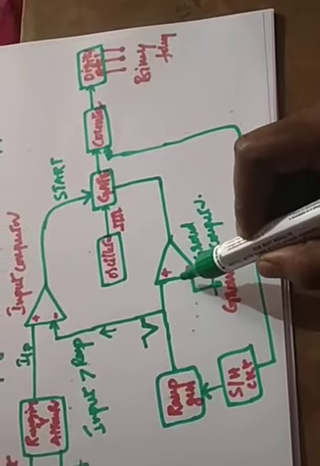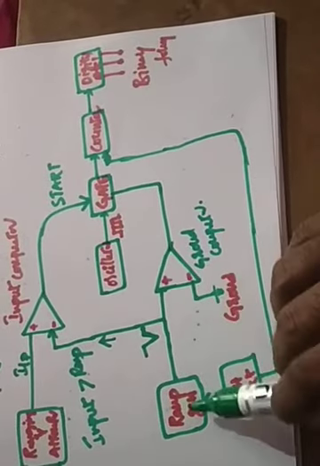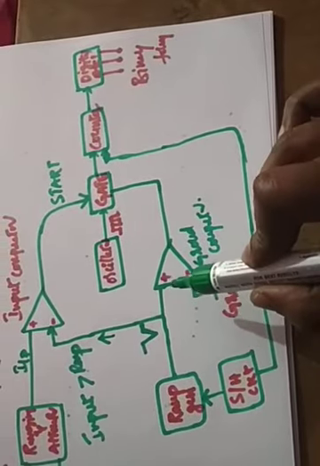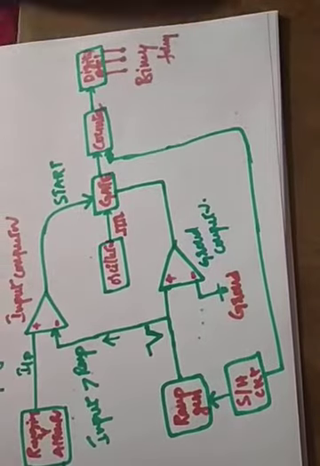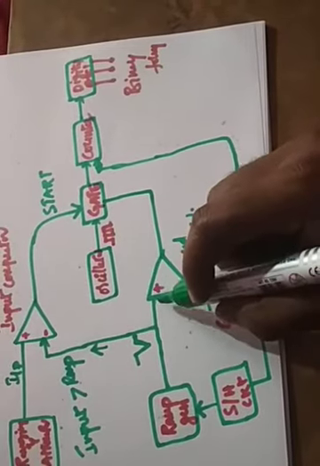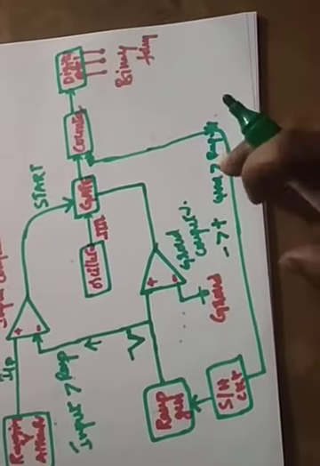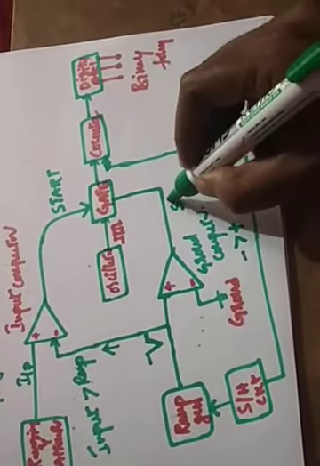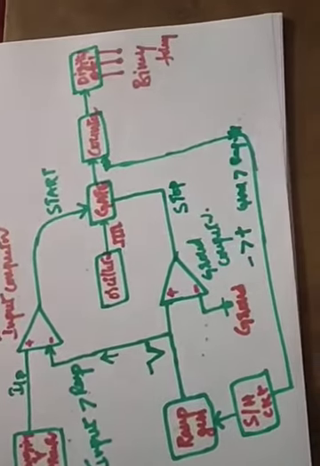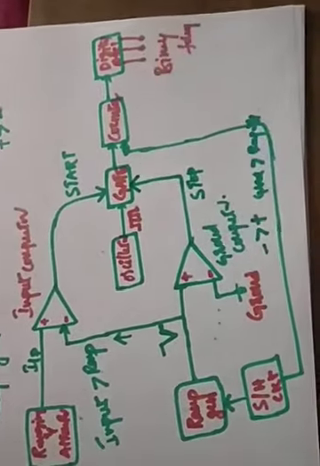Whenever the ramp generator output is greater than the ground, this comparator will work and the gate will open, right? Whenever the negative is greater than the positive, that means the ground is greater than the given ramp input, then definitely it will send a stop signal to the gate. So hope it's clear, right?